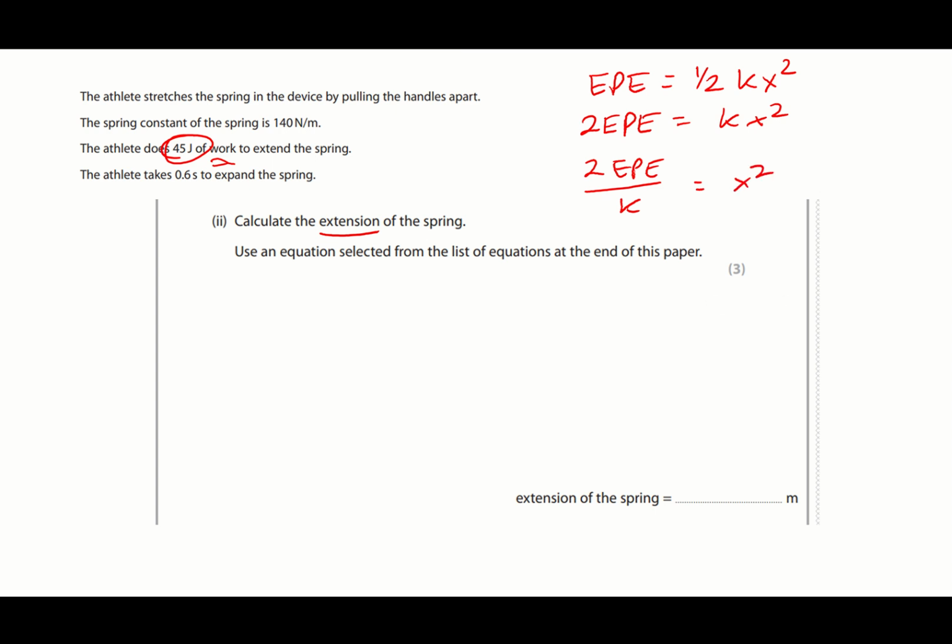And I do not want x squared. I want x. So square root both sides. And I'm left with x equals the square root of 2 lots of the elastic potential energy divided by the spring constant k. Let's check they're in the right unit. Yep, newtons per meter is the unit I want. So that's lovely rearrangement. So we know EPE equals half kx squared. Rearrange it like I did there to get x equals the square root of 2 EPE over k.